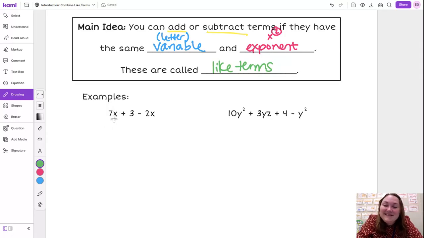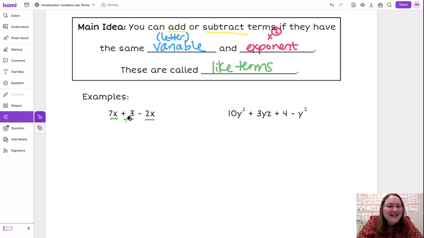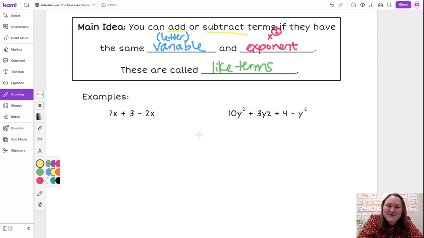For example, 7x plus 3 minus 2x. First, there are three terms, the 7x, the plus 3, and the minus 2x. But I cannot combine all three of them. There's only two that we can combine together. Do you see which two are like terms? The only two I can combine are the 7x and the minus 2x.